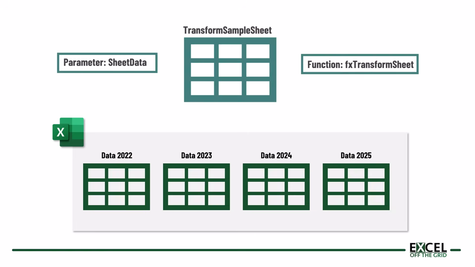Now you're probably wondering, well, how does this work? Currently, we have a parameter which is pointing to the Data 2022 worksheet. We've used this parameter inside our transform sample sheet, and then from that we've created a function. Therefore, if we apply it to the Data 2023 worksheet, it will apply the function to that data. Or if we point it to the Data 2024 worksheet, it will apply it to that data. Therefore, the value in the parameter is a variable which can easily be switched to point at other sources. And that is what we will do in a few moments' time.